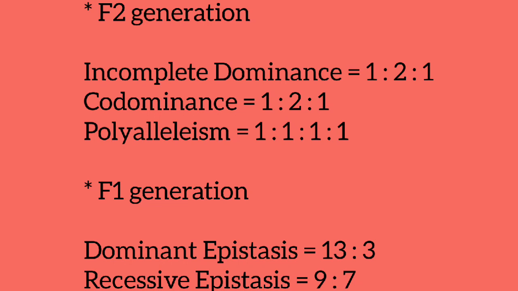In polyallelism, in the F2 generation, the ratio is 1:1:1:1. Then if we consider dominant epistasis in the F1 generation, the ratio is 13:3. If we consider recessive epistasis in the F1 generation, the ratio is 9:7. So we have to remember those ratios. By that we can see 1:2:1 is codominance. So the fourth one is the correct answer.